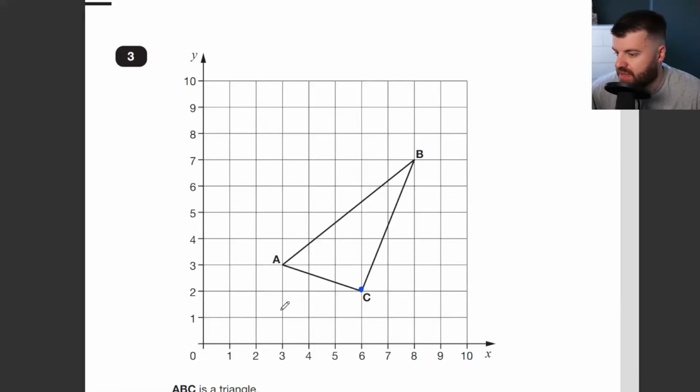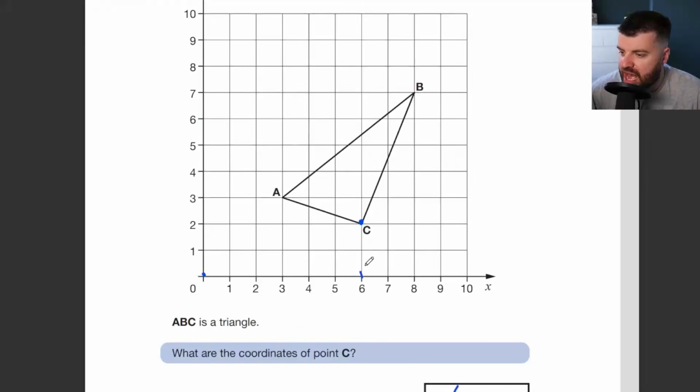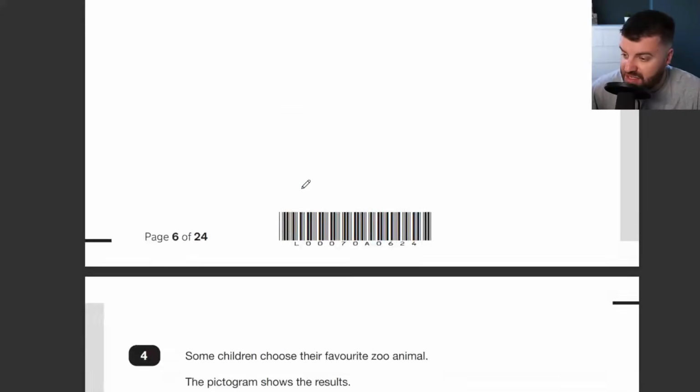Point C is here, and to read coordinates, we start at the origin, 0, 0. And we read across the x-axis first, we get to 6, so we know the first number here is 6, and then we count how many squares up, which here is 2. So the coordinate of C is 6 across, 2 up, it's 6, 2.